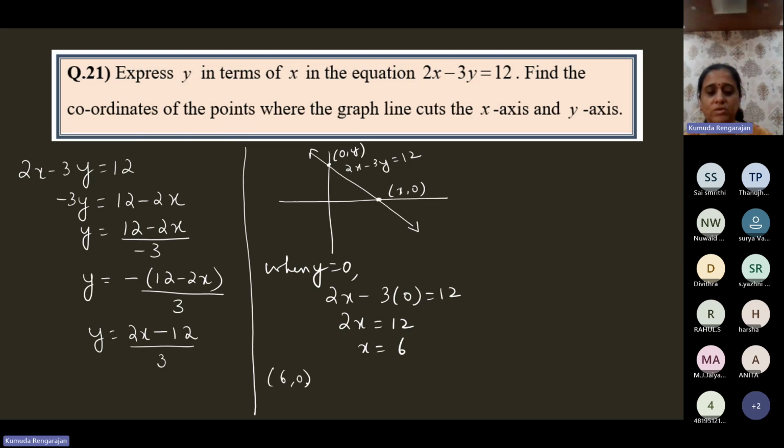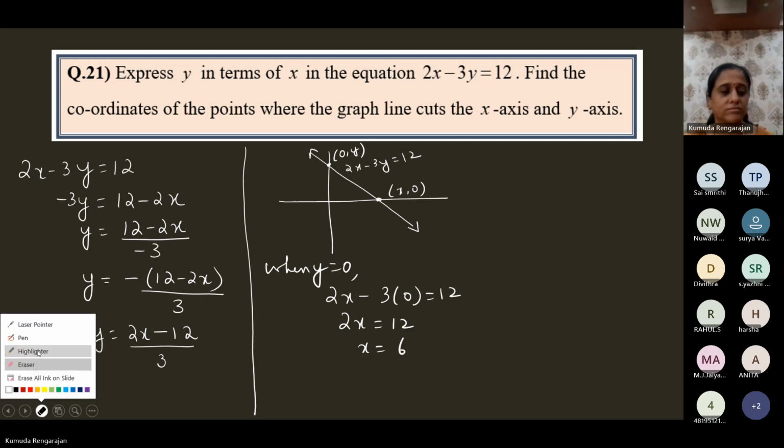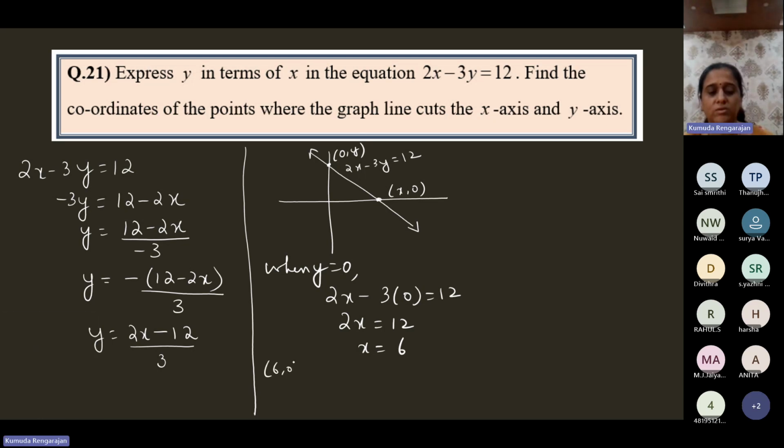So 6 comma 0 is the point where the line intersects or cuts the x-axis. 6 comma 0 is the point where the graph line cuts the x-axis.